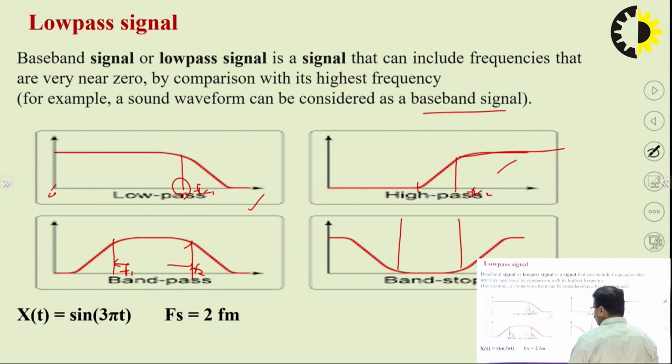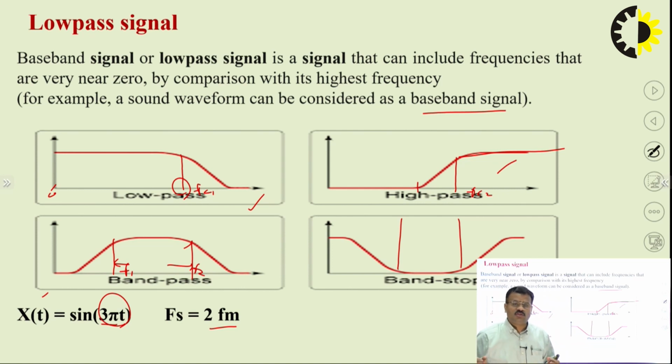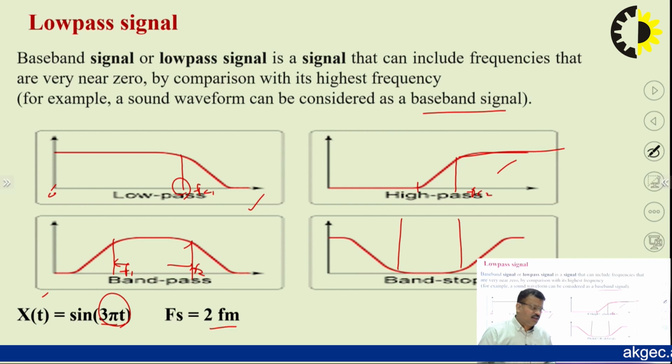If we talk about the low pass signal, say our signal is x(t) = sin(πt). To change this signal into a sampled or discrete time signal, we need the sampling frequency. We know the sampling frequency will be twice Fm. You can calculate Fm from this equation, put it here, and then you will get the sampling frequency of twice Fm. In this way you can calculate the sampling frequency as per your signal, whether it is low pass, high pass, band pass and so on.